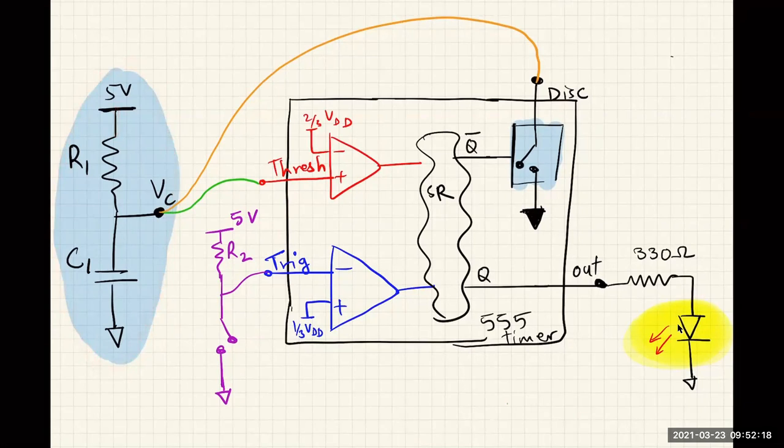If this circuit is left on its own, the capacitor voltage will increase from 0 volts all the way up to 5 volts, and it will stay there. Next, let's look at this output pin. This output pin is connected to what we call a light emitting diode, or an LED. Basically it lights up whenever the output is high.